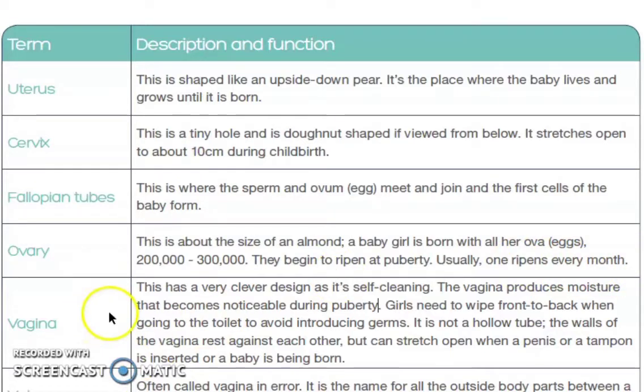The fifth one is the vagina. This has a very clever design and it's self-cleaning. The vagina produces moisture that becomes noticeable during puberty. So, kanang gidugo na ka, kabantay ka na, di na siya dry, na siya moisture. Ang moisture, ana niya, kay naa na siya acid. It will prevent you having an infection. Okay, that's why it's called self-cleaning.